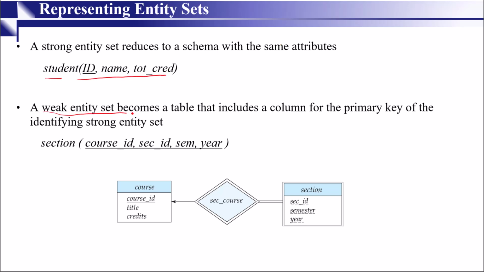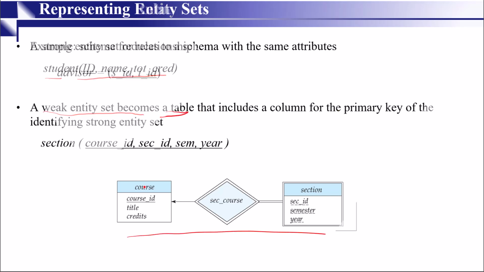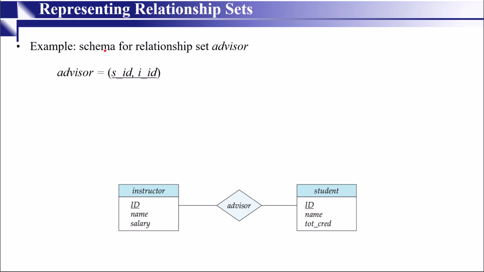And a weak entity set becomes a table that includes a column, right? You can see here. So here we can see a schema for relationship set advisor. We can see here instructor and student. This is a many-to-many relationship set, represented as a schema with attributes for primary keys of the two participating entity sets and any descriptive attributes of the relationship set. You can see here we have advisor, SID, IID, right? SID means student ID and IID means instructor ID.